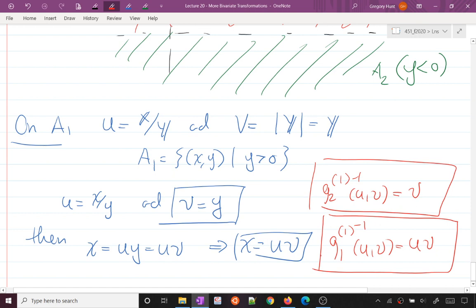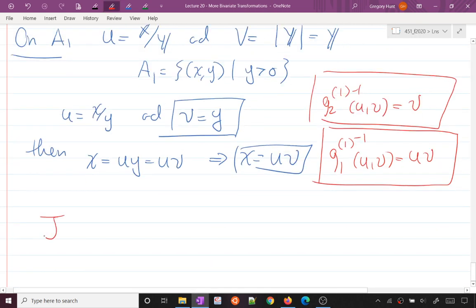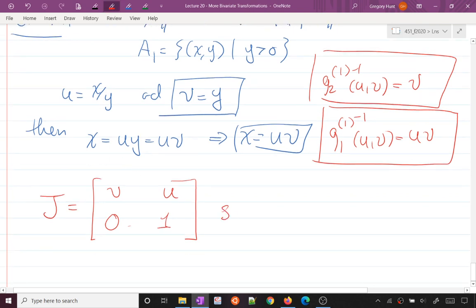And so we want this Jacobian matrix. The first row is the derivative of g1 inverse with respect to u and v, which just gives me v and u. And the second row is the derivative of g2 on chunk 1 inverse with respect to u and v. The derivative with respect to u is 0, and with respect to v is 1. And so the absolute value of the determinant of this thing is, what? Just v.